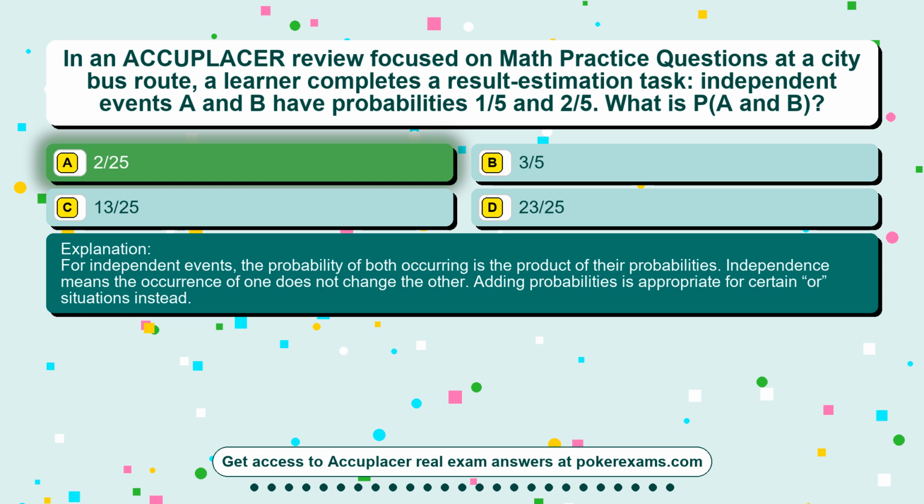For independent events, the probability of both occurring is the product of their probabilities. Independence means the occurrence of one does not change the other. Adding probabilities is appropriate for "or" situations instead.